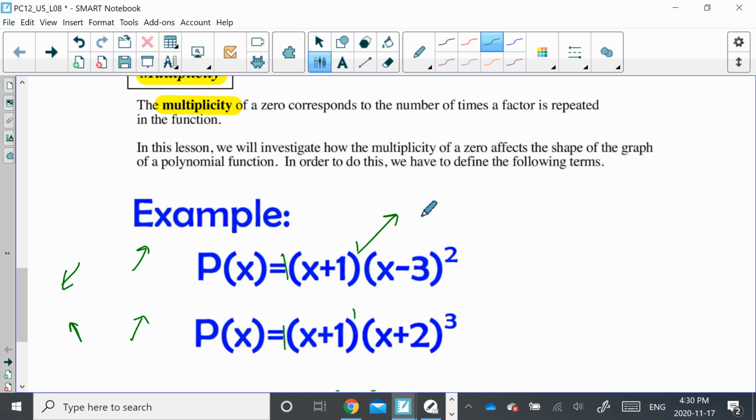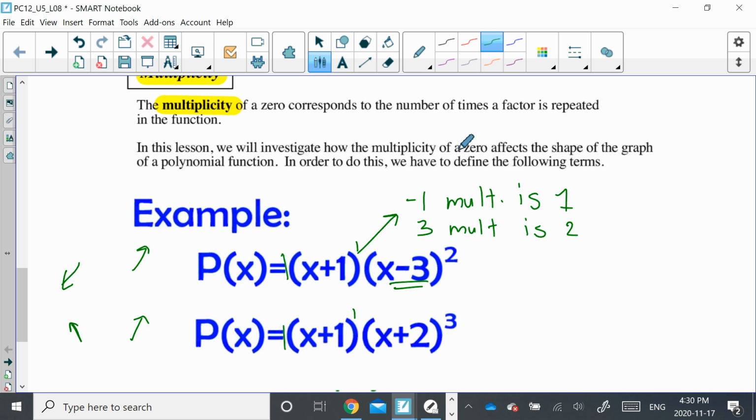This factor would give you a 0 of -1. So -1 is the 0 or the x-intercept of the graph. If I said what's the multiplicity of that 0, you would say the multiplicity of that 0 is 1. Okay? This factor has a 0 of 3. So the 0 is going to be 3. It's got an x-intercept of 3. The multiplicity of this 0 or this x-intercept is 2.